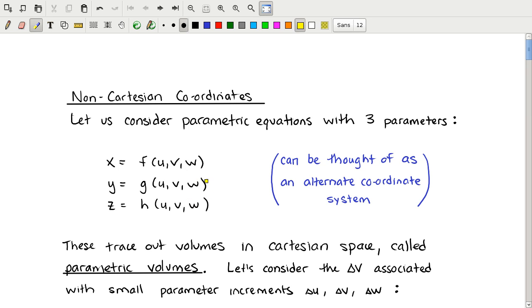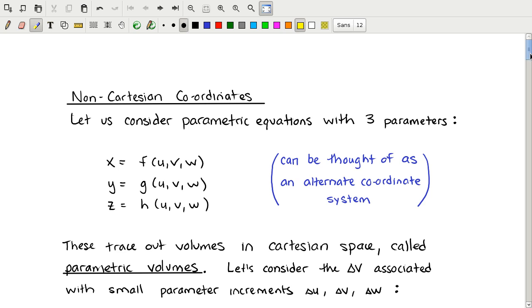This can be thought of as a generic alternate coordinate system, and so we'll be studying two, both cylindrical and spherical, and so we'll first solve the general case and then show how the same apparatus can be used to derive cylindrical and spherical coordinates. But any set of equations, x being a function of u, v, and w, y being a separate function of u, v, and w, and z being a third function of u, v, and w, technically defines an alternate coordinate system associated with the parameters u, v, and w.